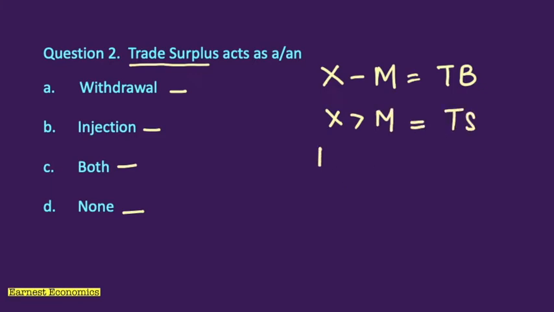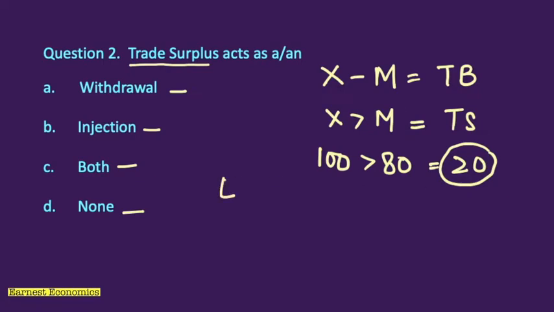For example, if exports are equal to $100 and our imports are equal to $80, then we have a trade surplus of $20. So what will be the impact of these $20? Will it serve as withdrawal or injection, or both for the circular flow of income of an economy? Now we know exports, what is the impact of exports? Exports bring in inflow, and inflow means injection, because our circular flow's value will increase when there will be inflow from outside world, so it will serve as injection.